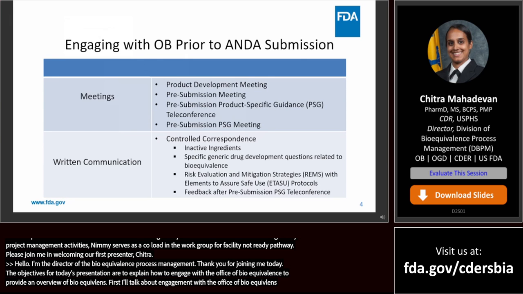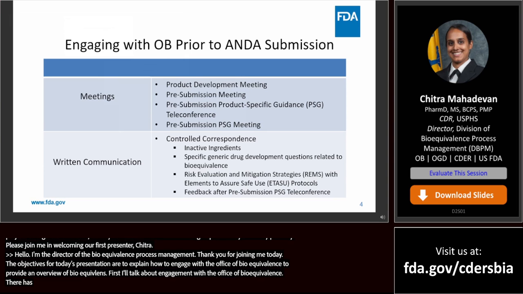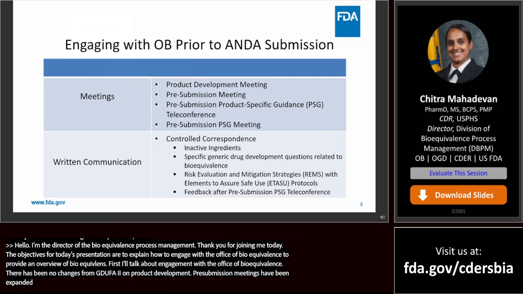So prior to ANDA submission, there are several pre-ANDA meetings that can be requested. For product development meetings, there has been no change from GDUFA II, and in general, these meetings provide an opportunity to discuss specific scientific issues related to a complex product, such as a proposed study design or an alternative approach. Pre-submission meetings have been expanded a bit in GDUFA III to provide a prospective applicant the opportunity to present unique or novel information that will be included in the ANDA submission.